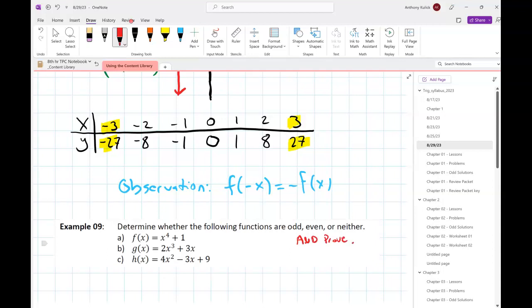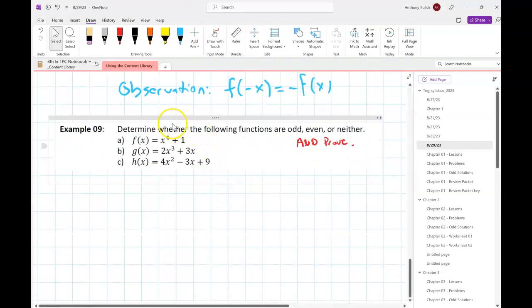So we're going to determine whether the following functions are odd, even, or neither, and then prove that. So I'm adding an extra step there to the end. We have 3 examples that we're going to work on, A, B, and C.